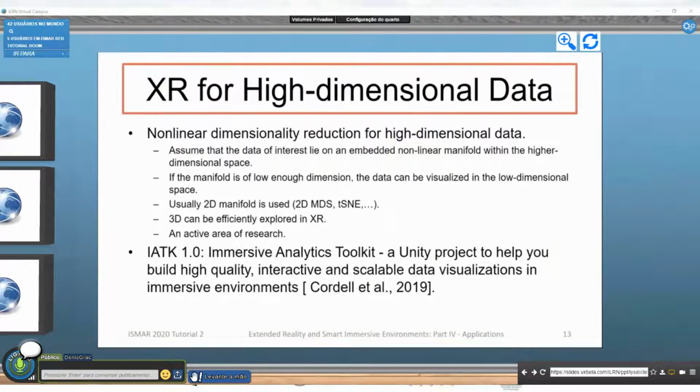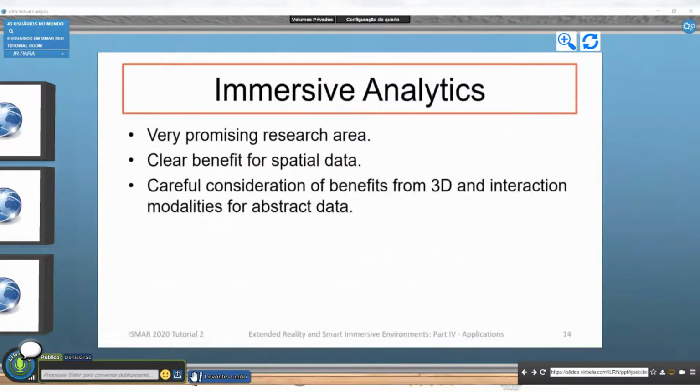build high quality, interactive, and scalable data visualizations in immersive environments. You can download it, you can experiment with it. It's certainly to recommend. Finally, to conclude, I just want to say that immersive analytics bridges with XR and represents a promising research direction.